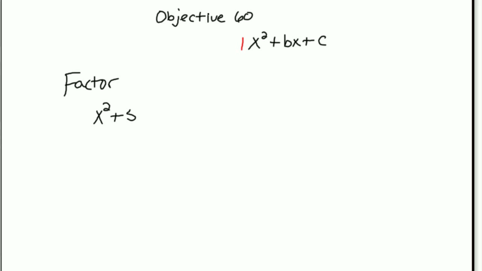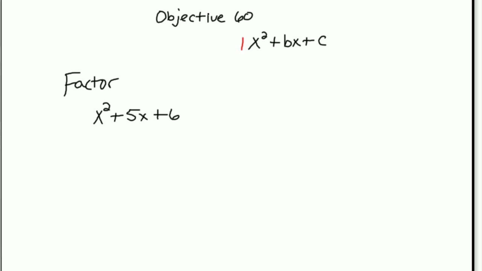So for this objective, objective 60, what we're looking at is the equation x squared plus bx plus c. So what we're going to see is this thing has a lead coefficient of 1. The kind of problem that we will get here is to factor x squared plus 5x plus 6. So what we're going to try to do is factor this expression into its binomial multipliers.